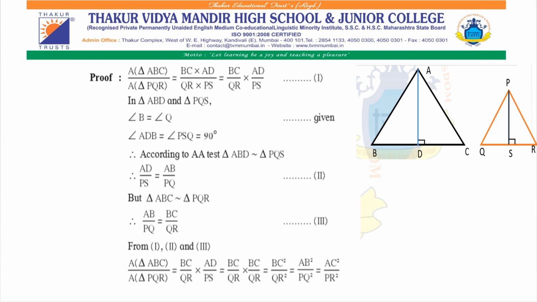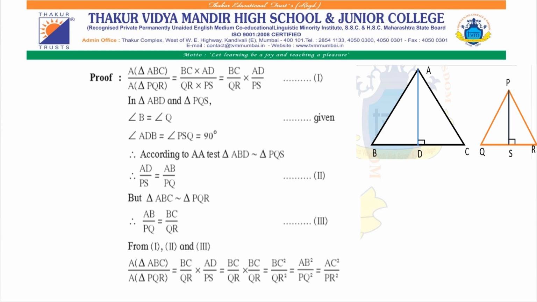As we discussed before, we have to prove triangle ABD similar to triangle PQS, and they can be proved similar by AA test. We have angle B congruent to angle Q. They are corresponding angles of similar triangles. And we have angle ADB congruent to angle PSQ because each one of them is right angle. So this proves these two triangles similar by AA test.